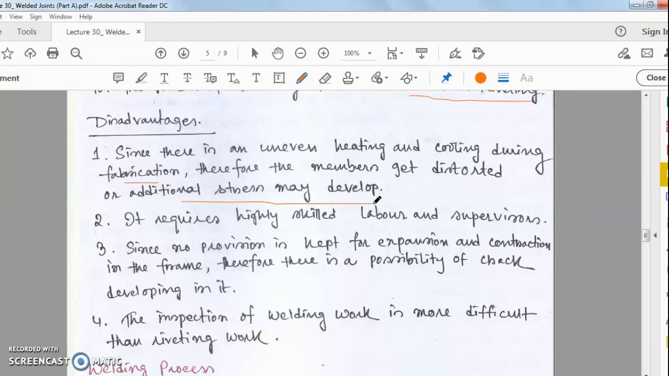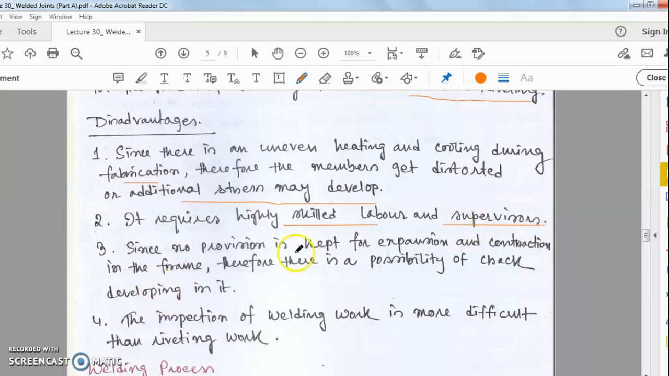Second, it requires highly skilled labor and supervisors. So there are supervision problems: the supervisor has to be very skilled, and also the labor who is working with the welded joints has to be skilled enough. In case of riveting, skill is not as necessary, although some skill is there, but it is not as necessary as compared to the welded joint. The welder who is doing the welded part, the supervisor who is inspecting the joint efficiency, the inspector, the supervisor, the labor, all must be very skilled.